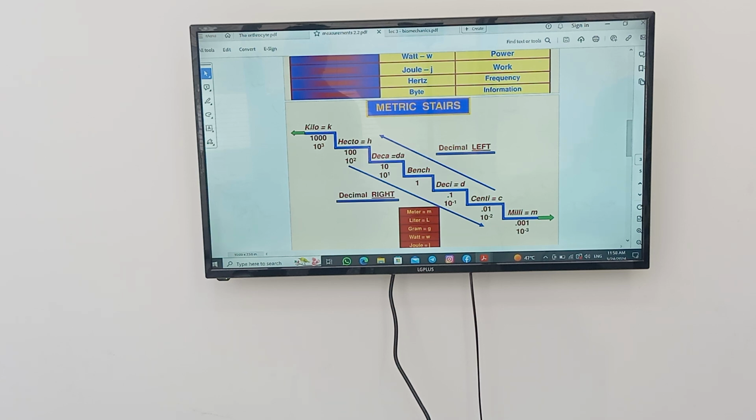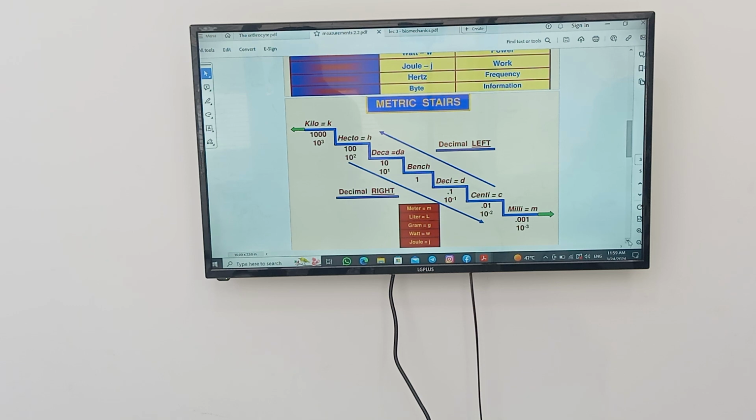Like if you want to convert a kilo to deca, you're going to take 2 steps. If you want to turn a kilo to hecto, you're going to take 1 step, and so on. According to this number of steps, you're going to move the dot or the decimal in the number in the direction that you chose. Okay?